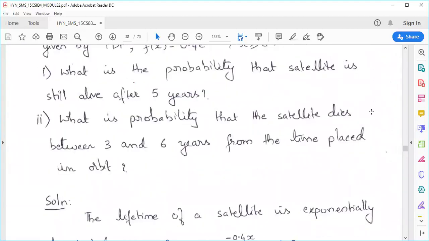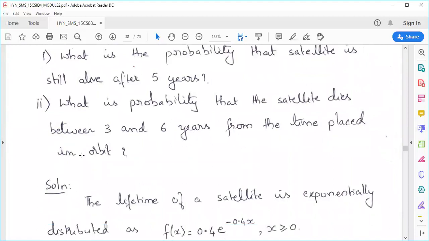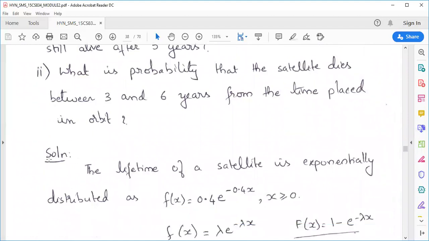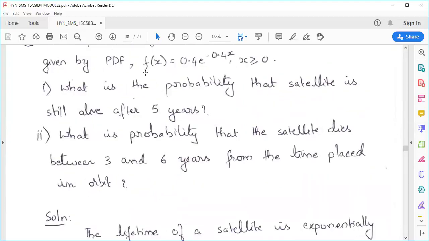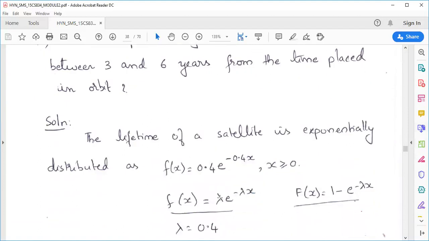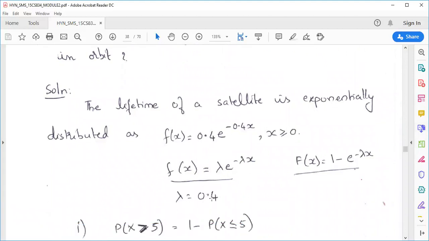And what is the probability that the satellite dies between 3 and 6 years? That means we have to find the probability that it is between 3 to 6 years from the time it is placed in an orbit. So solution goes like this. The lifetime of a satellite is exponentially distributed, they have given f of x is equal to 0.4 e to the power of minus 0.4 x, which is same as lambda e power minus lambda x. This is the probability distribution function for exponential distribution. So from this we can find that lambda value is equal to 0.4.